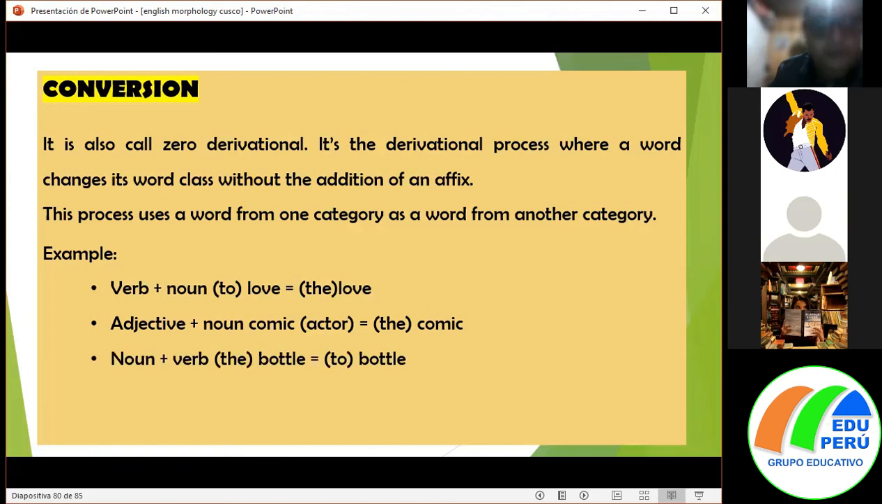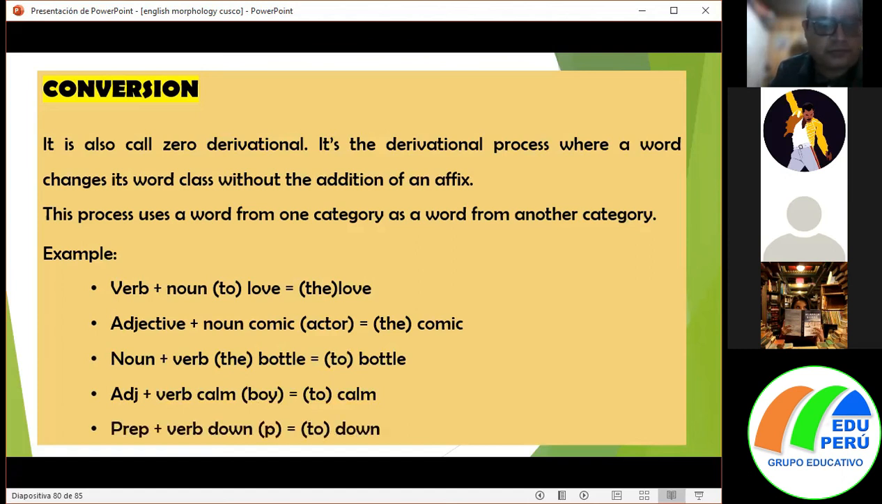Noun and verb. Bottle, to bottle. Adjective and verb. Calm, to calm. Preposition and verb. Down, you use it to make, for example, phrasal verbs. You use it as a particle. Down, the preposition. So notice here. Also, we have a common example.